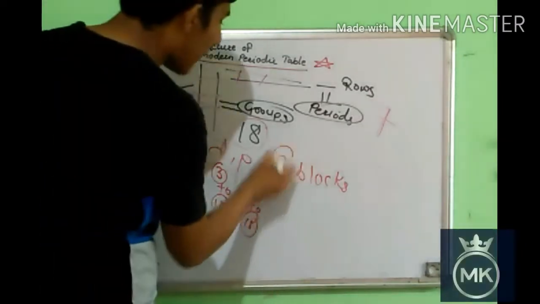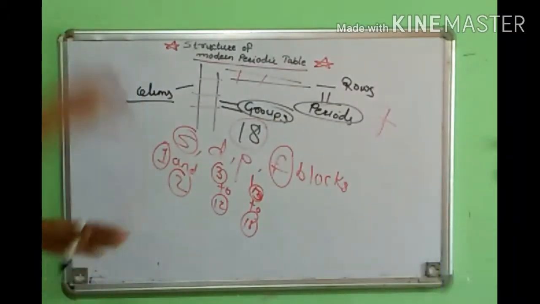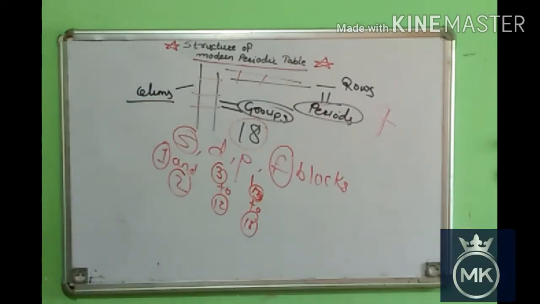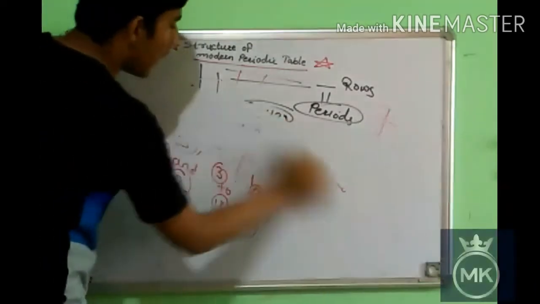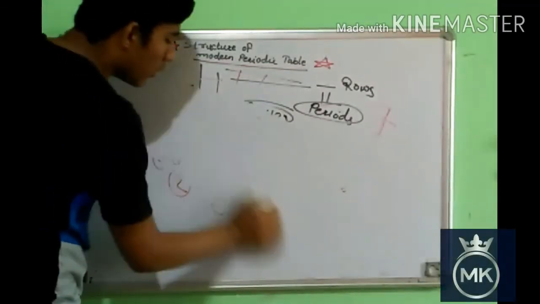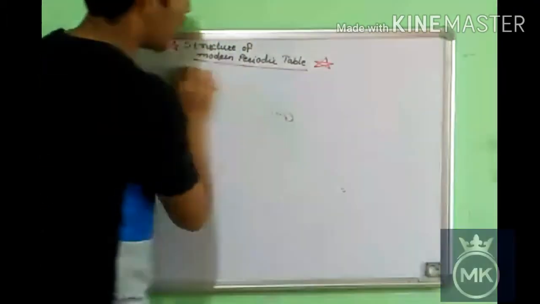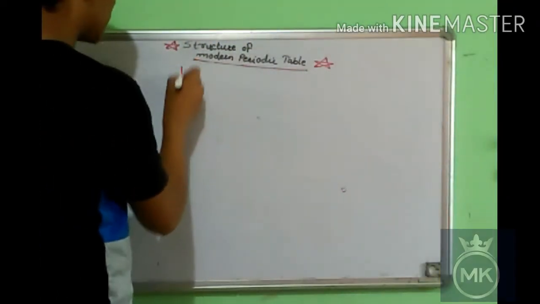And the F block is the last block, on the lower side of the modern periodic table. This lower side is called the lanthanide and actinide series. We also call these two rows, not groups, on the lower side of the modern periodic table. The modern periodic table structure is like this.